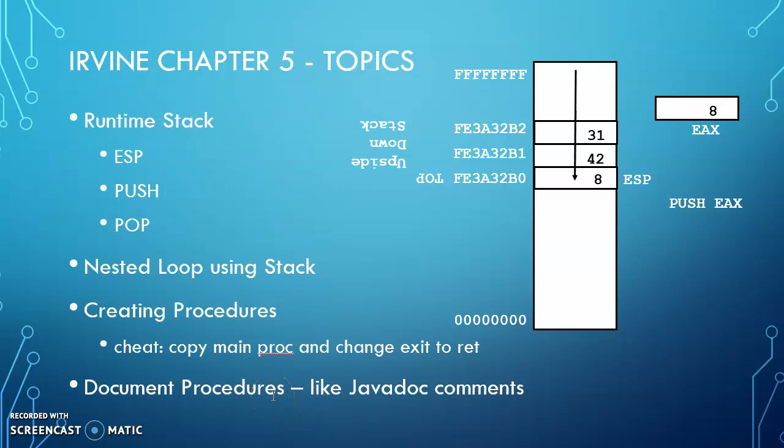Documenting procedures: for those that have me for data structures, remember how I was harping on the Java comments for methods, showing the @param and the @return? Well, to document procedures in assembly, we show the inputs and we show the outputs. Same thing. So a description of what the procedure does, what inputs, what parameters the procedure is expecting, and what outputs, what data the procedure is returning.